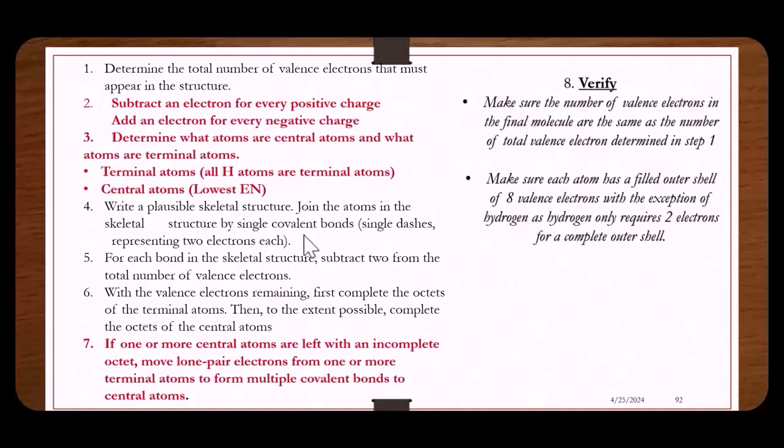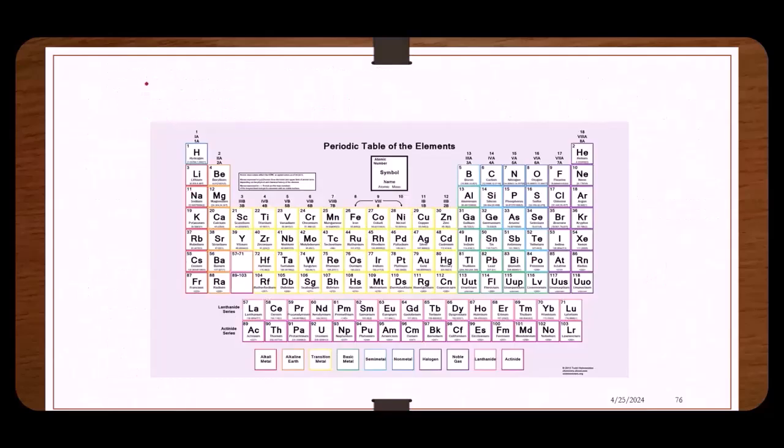Let's go over a few structures using this new checklist to write Lewis structures. Let's first try ethylene, and it has a formula of C2H4. First, we have to determine the total number of valence electrons. Pulling up a periodic table, we said the formula was C2H4. So carbon is right here, the 4th group, which would indicate it has 4 valence electrons, and hydrogen is right here, first group, indicating it has 1 valence electron.